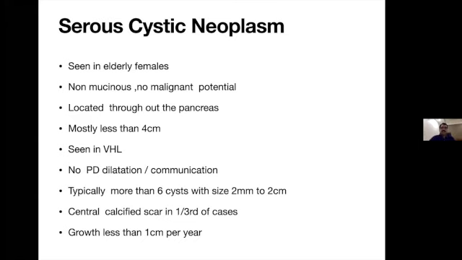Okay. So no pancreatic dilatation or communication, and typically more than 6 cysts with a size of 2 millimeter to 2 centimeter. And you can see a central calcified scar in one third of cases. And the growth of this tumor is always less than 1 centimeter per year.